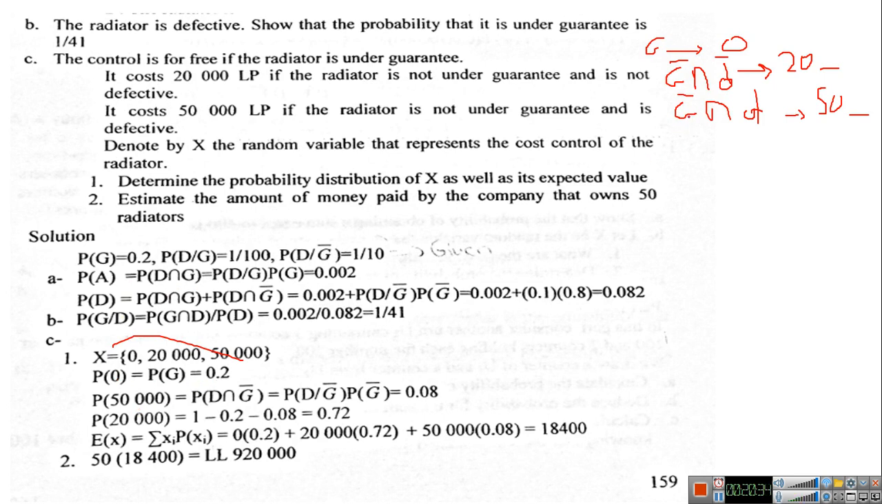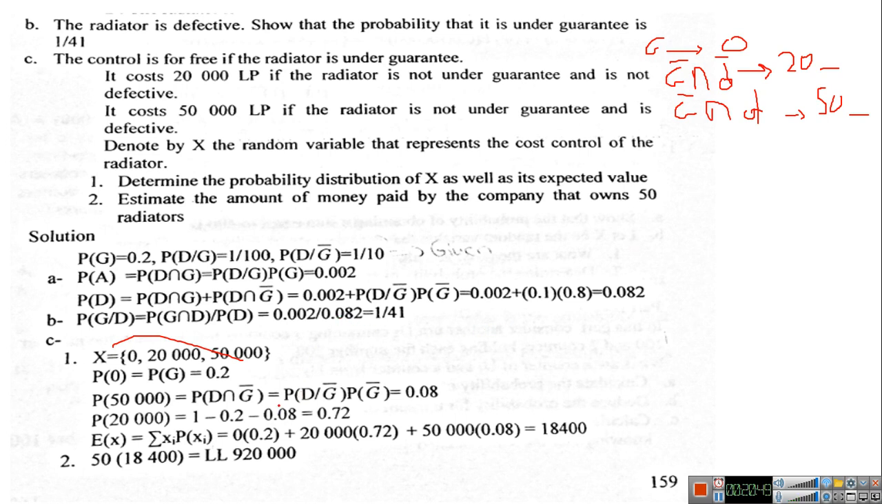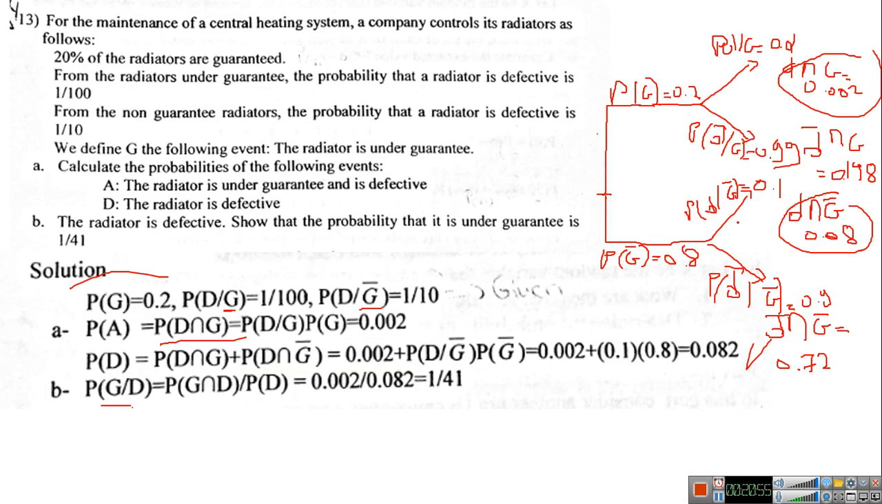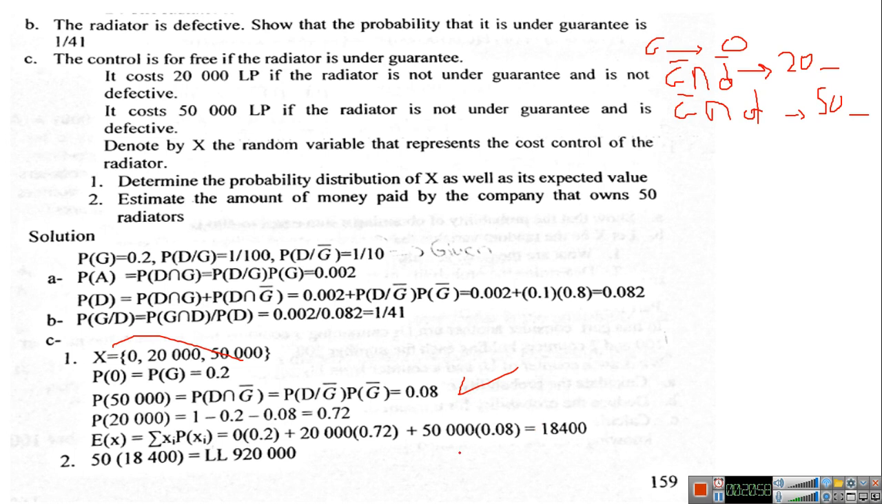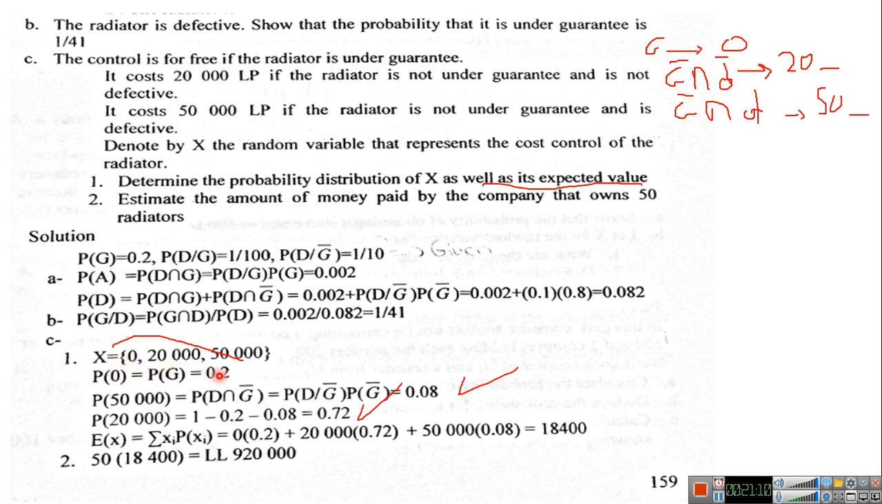P of 50,000, it must be G bar and D. G bar and D, where is G bar and D? Here, G bar and D is 0.08. Okay? And the last one, 20,000, I wanted G bar and D bar, so 0.72. So these are the probabilities, and I want the expected value. So what will be the expected value? The expected value will be 0 times 0.2 plus 50,000 times 0.08 plus 20,000 times 0.72, so 18,400.